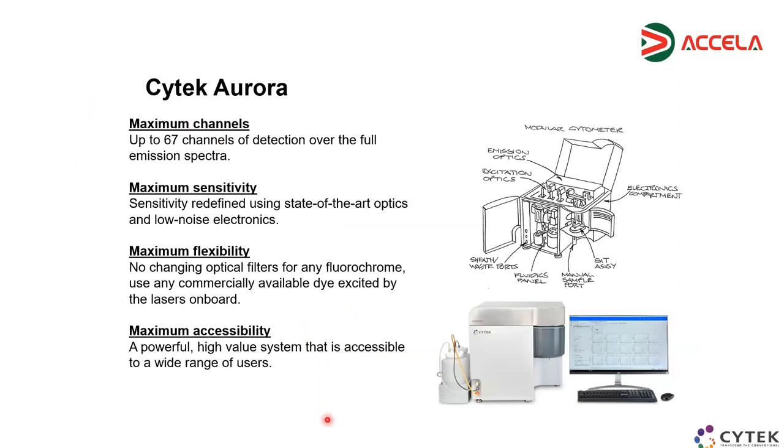And basically, as I said, there are quite a lot of nice, interesting, unique features like the number of channels, the size, the sensitivity of the detector, the fact that you don't need to exchange any optical filter, you have all the channels available. At the same time, you can basically work with any commercially available dye excited by the lasers on board, volumetric absolute counting, and it's very accessible from really beginner to very experienced user. It can be for everyday use or for very special application. And of course, you don't really need to touch the optics too much, no need for exchanging optical filters, yeah?